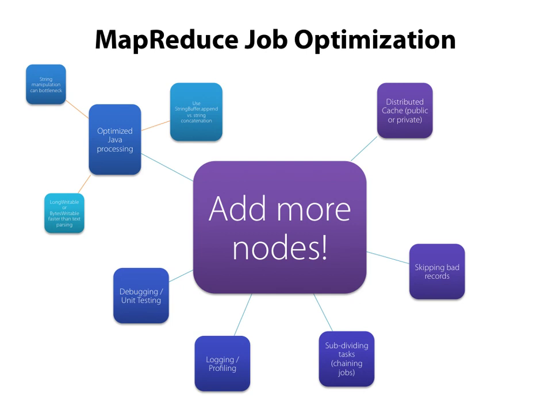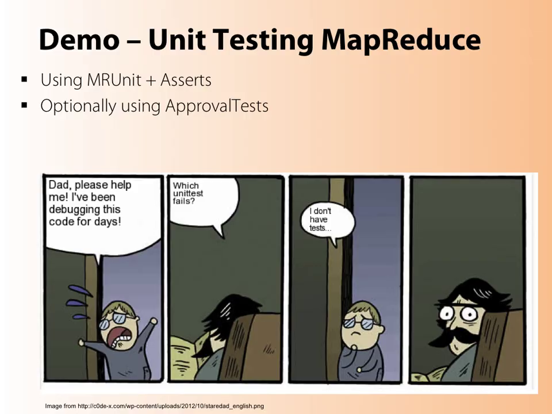On the slide, you can see debugging testing, logging profiling, subdividing, skipping bad records, writing more optimized Java, and something I hadn't yet mentioned is you can also implement what's called a distributed cache, which will bring lookup type data to each of the mappers most generally, so that they don't have to travel across the network to retrieve lookup type data. But again, if you're getting into that level of complexity, really take to heart here this ability to just add more nodes. To that end, I'm actually going to show you next a demo of me unit testing a MapReduce job.